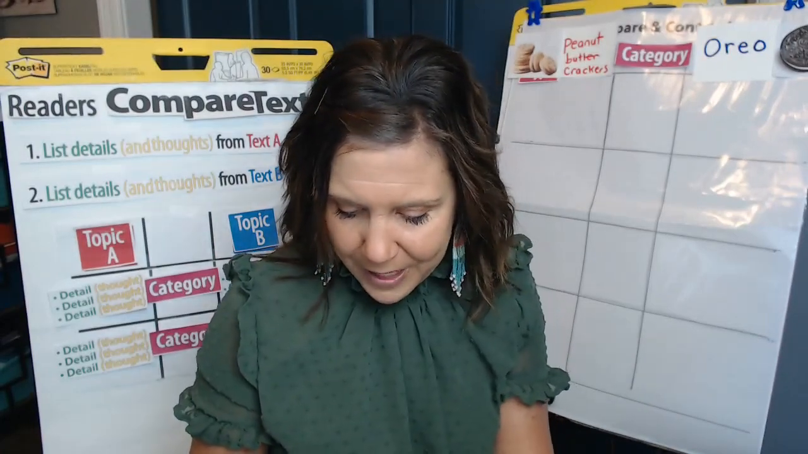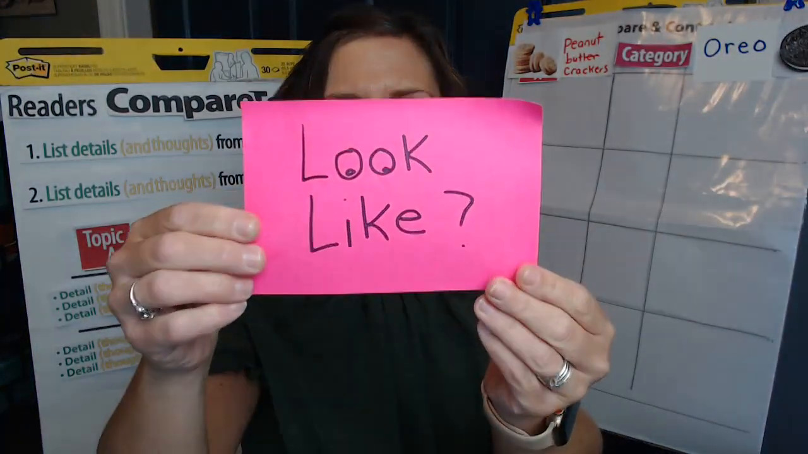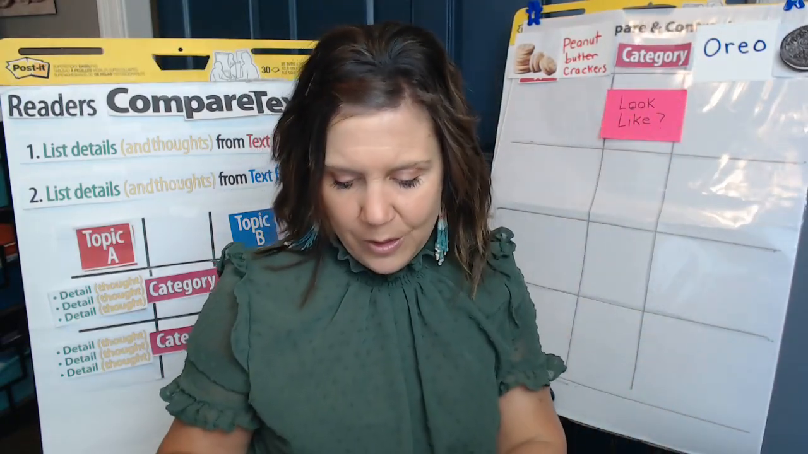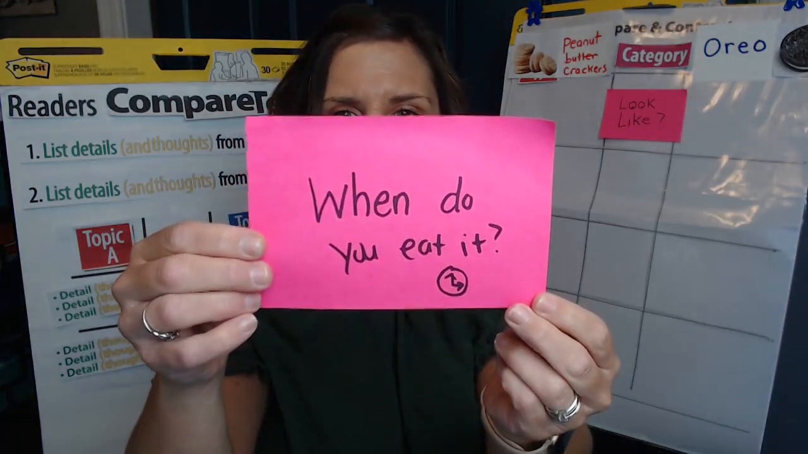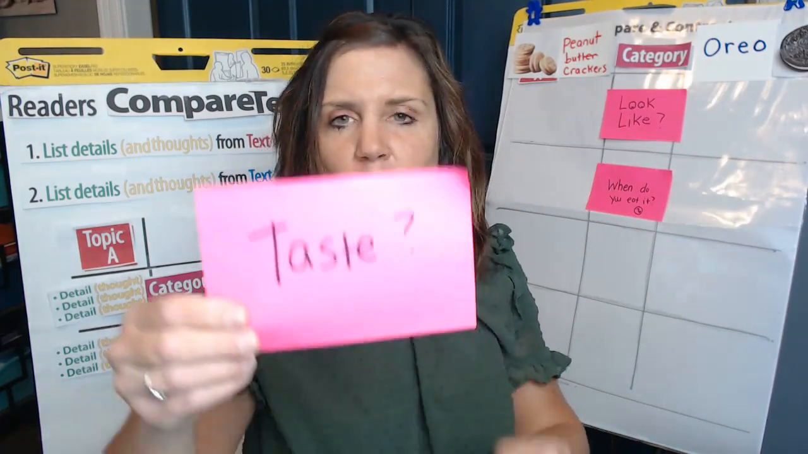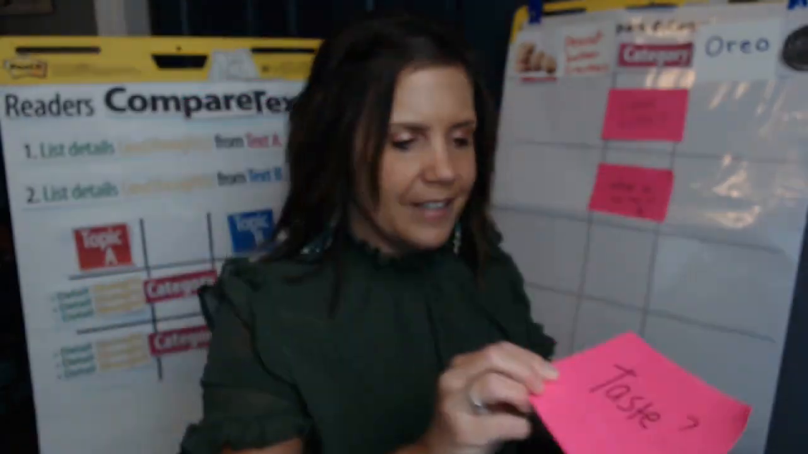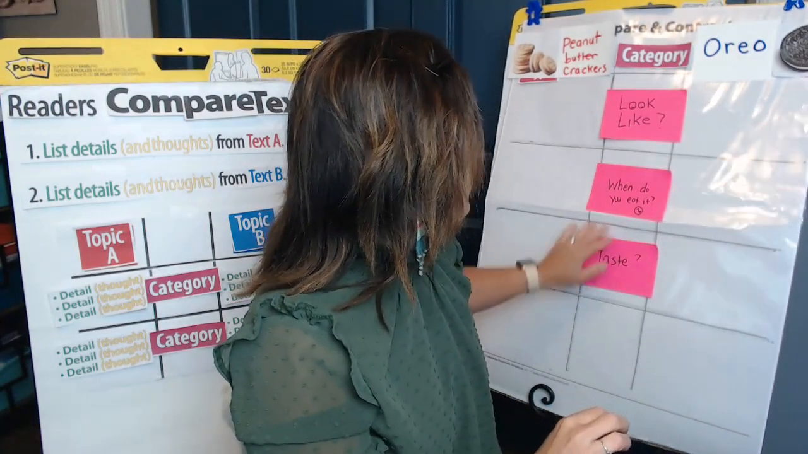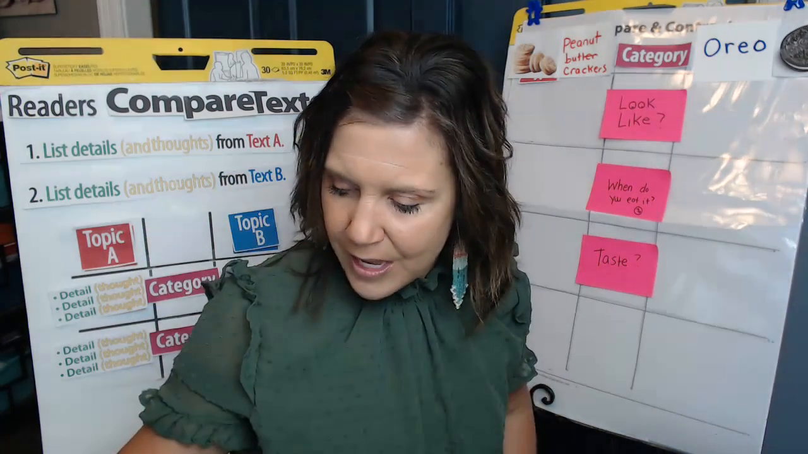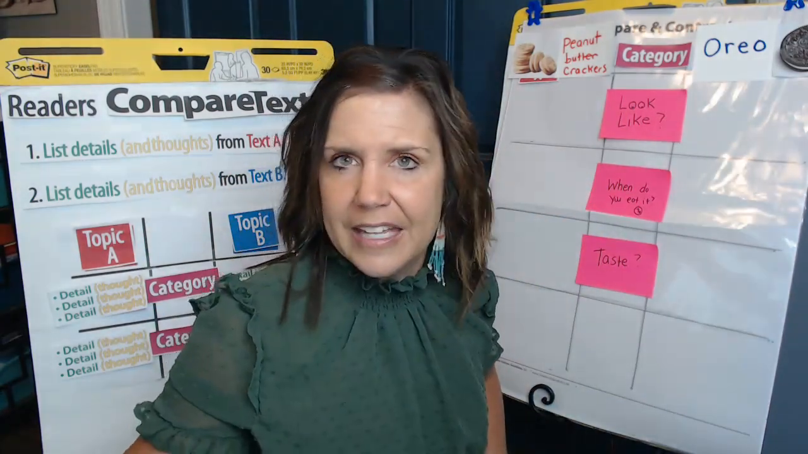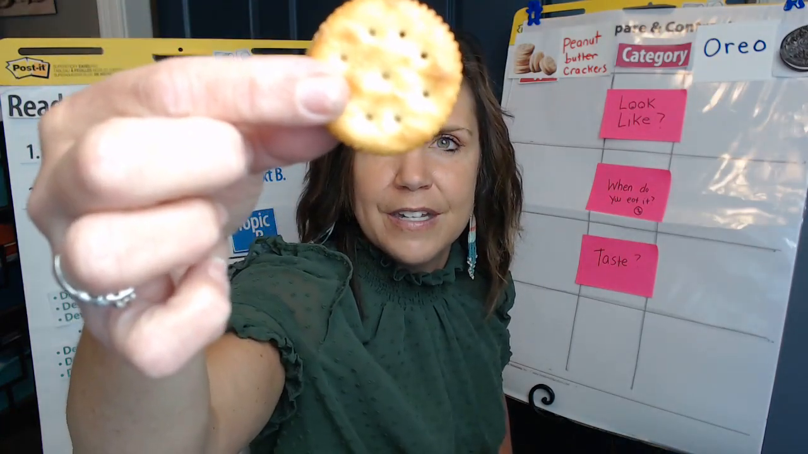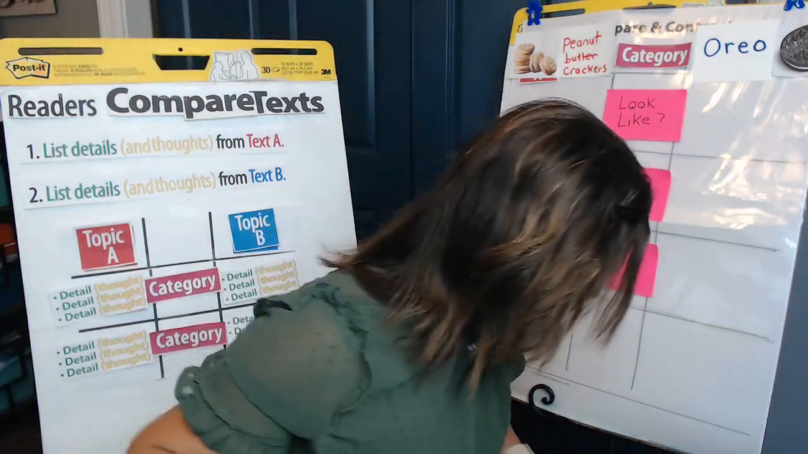Now the categories, I'm going to tell you the categories, and I want you to think. What does it look like? Shapes, colors. When would you eat it? With a little clock. When would you eat it? And what does it taste like? Okay, so I want you to think about peanut butter crackers first. Think about what it looks like from the side, from the front, colors, shapes. You think about that for a second.